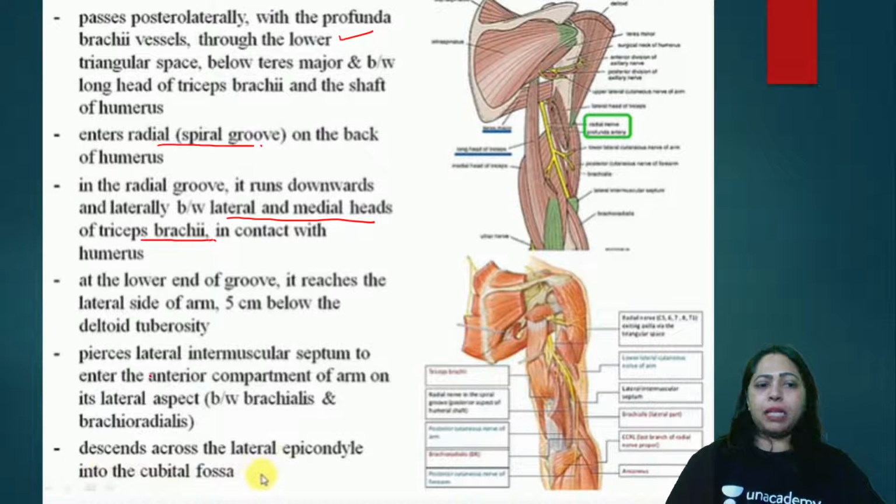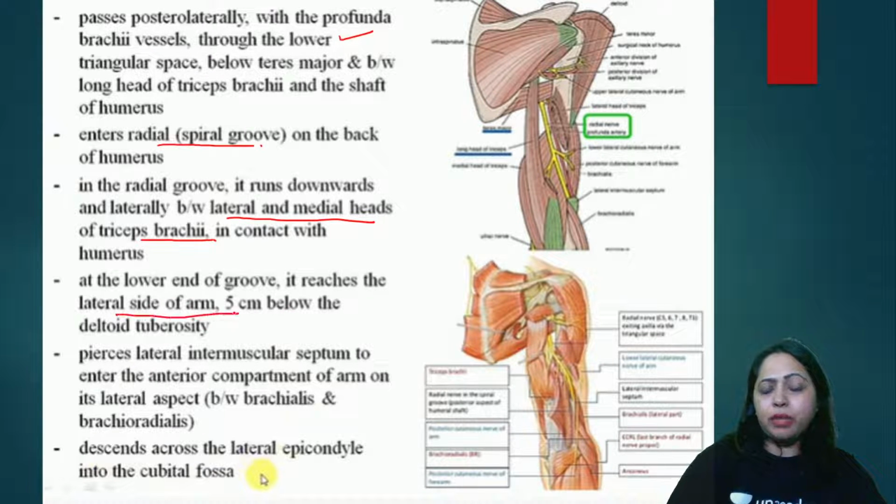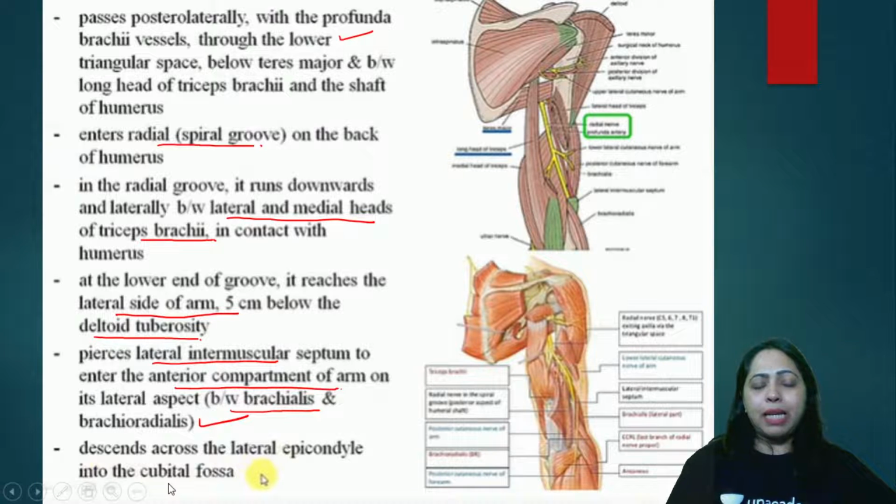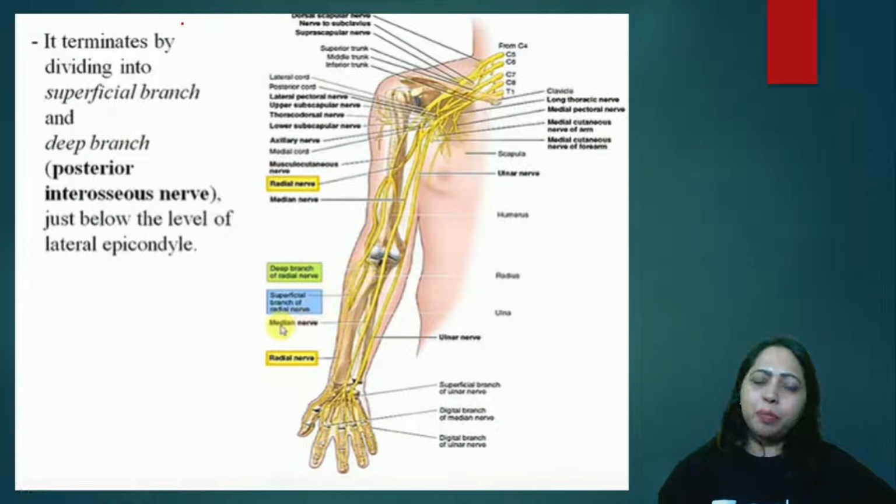triceps, and at the lower end it reaches the lateral side of the arm, just 5 centimeters above the deltoid tuberosity. You can see that again. It pierces the lateral intermuscular septum here, and that is how it enters the anterior compartment of the arm on the lateral side. Here you can see that it is between the brachialis and brachioradialis. It lies across the lateral epicondyle of the humerus, and it is also seen in the cubital fossa. It terminates by dividing into a superficial branch and a deep branch.